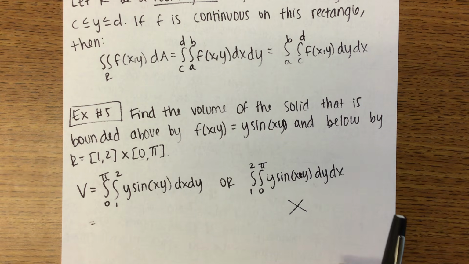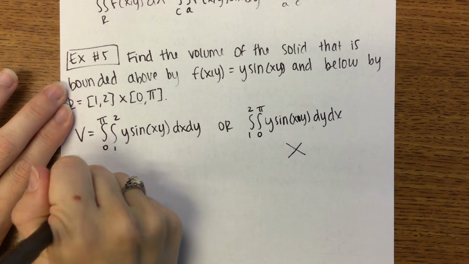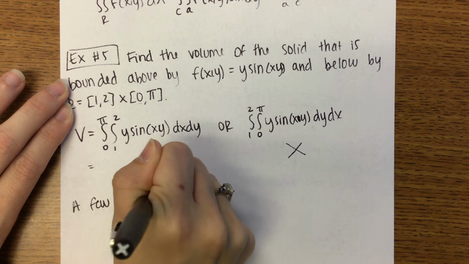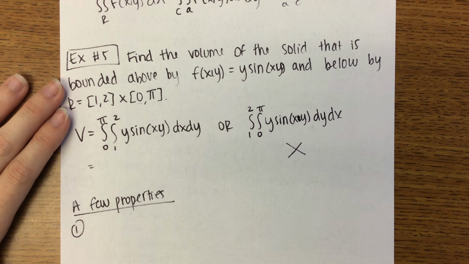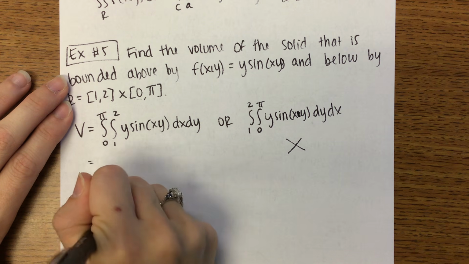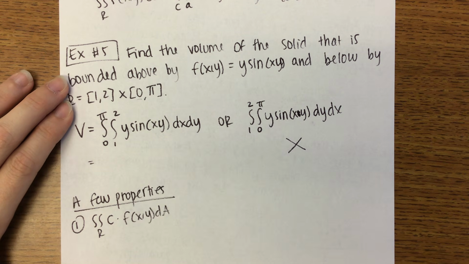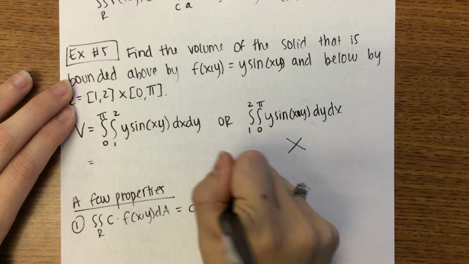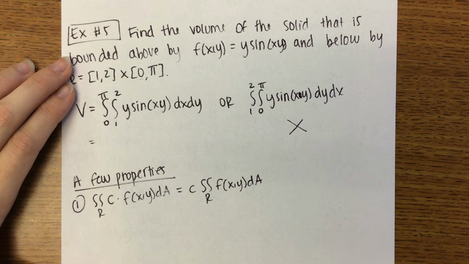Next thing we need to talk about is some properties of these double integrals. First property, if you have a double integral over the region R and you have some constant multiplied by f of xy, you can pull that constant out. So that's going to be helpful.